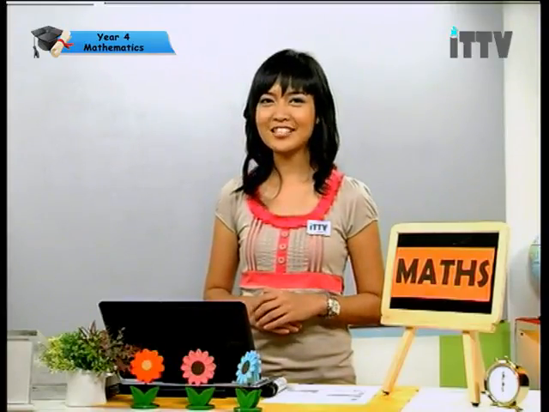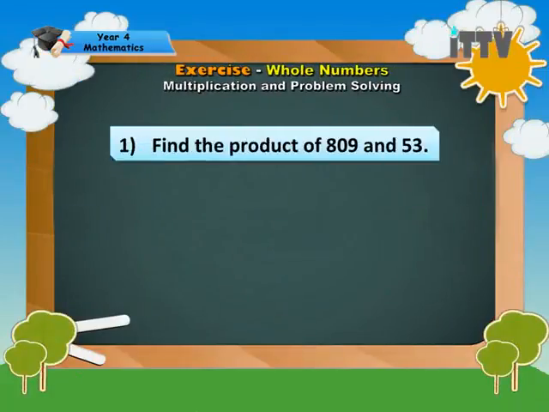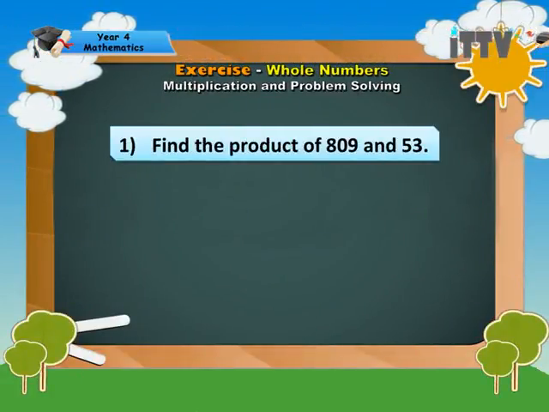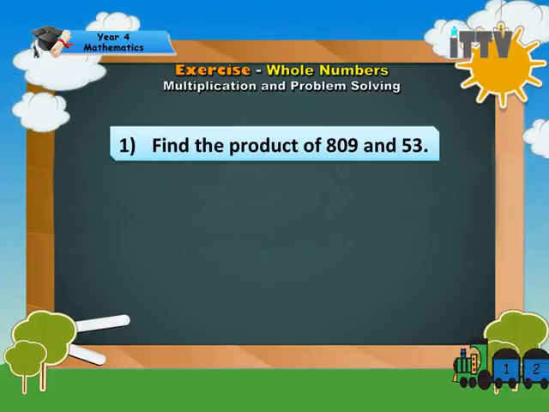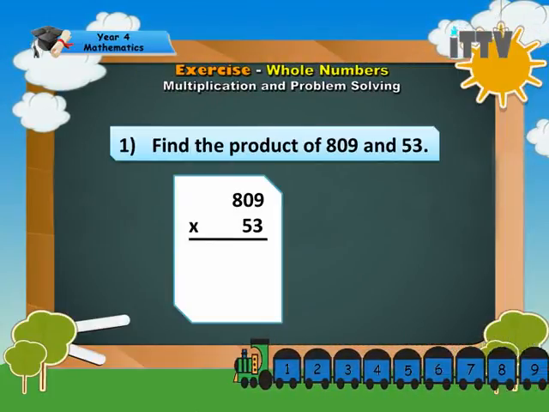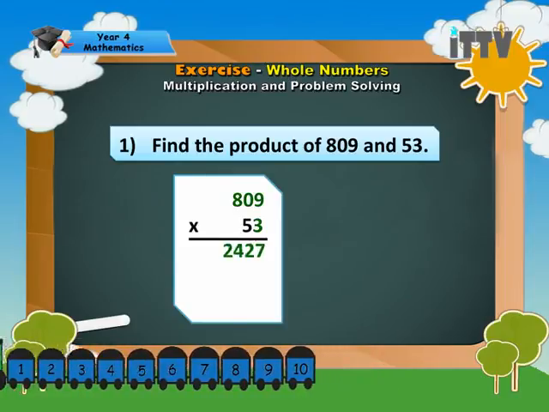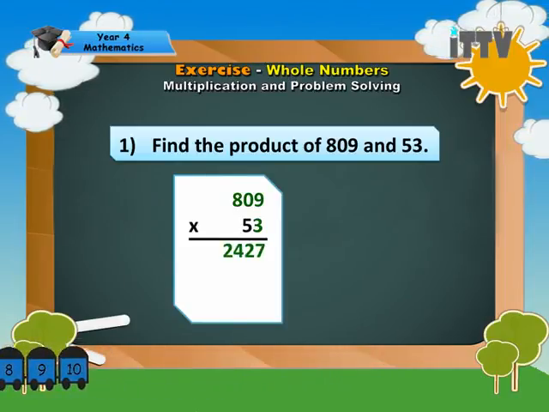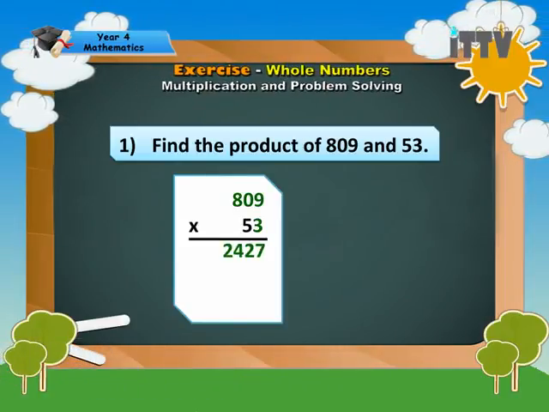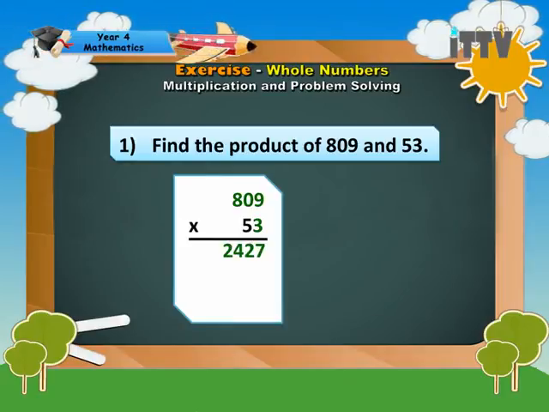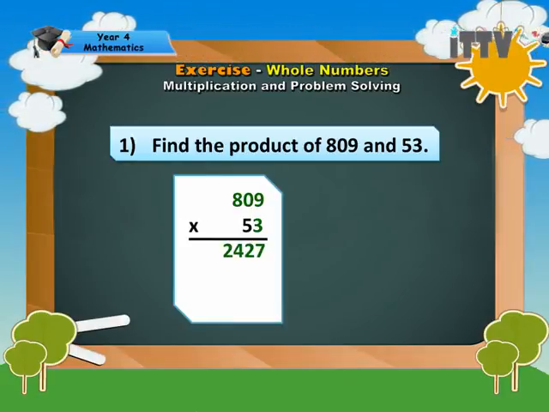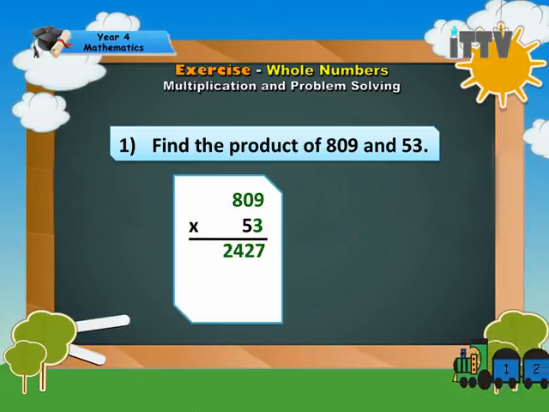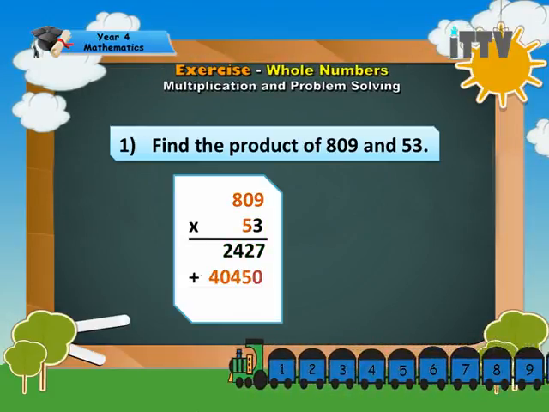Here you go. Question number 1. Find the product of 809 and 53. Alright, we arrange the numbers in vertical form and then we multiply. So, for the first line, you have 2,427. That's the product of 809 times 3. And for the next line, you add a 0 at the back.